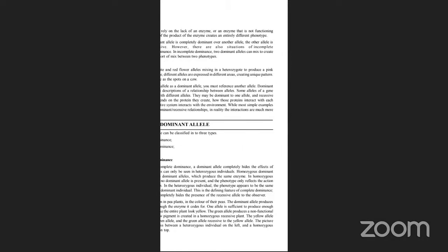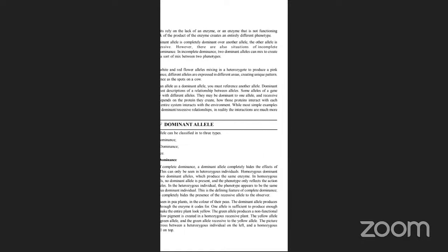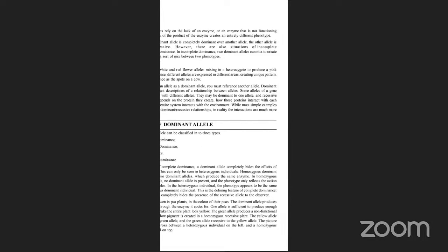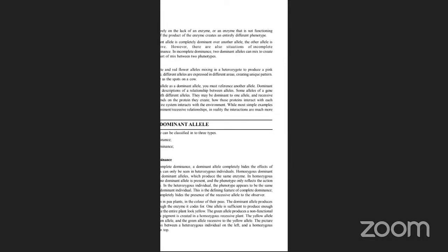So when a dominant allele is completely dominant over another allele, the other allele is known as recessive. However, there are also situations of incomplete dominance and codominance. In incomplete dominance, two alleles can mix to create a third phenotype, a sort of mix between two phenotypes. So think of white and red flower alleles mixing in a heterozygote to produce a pink flower.